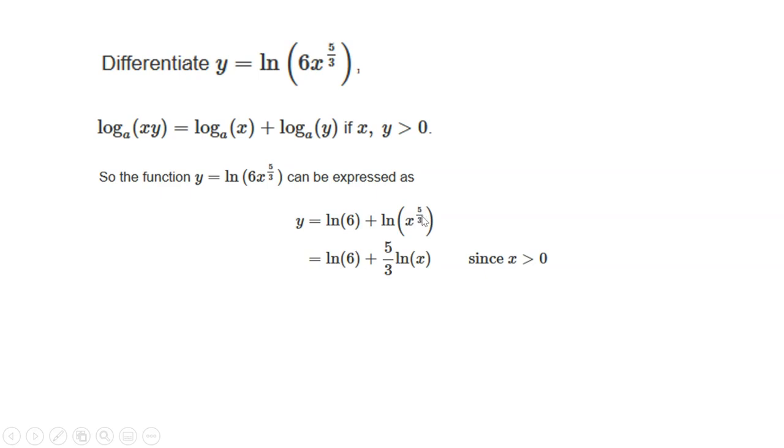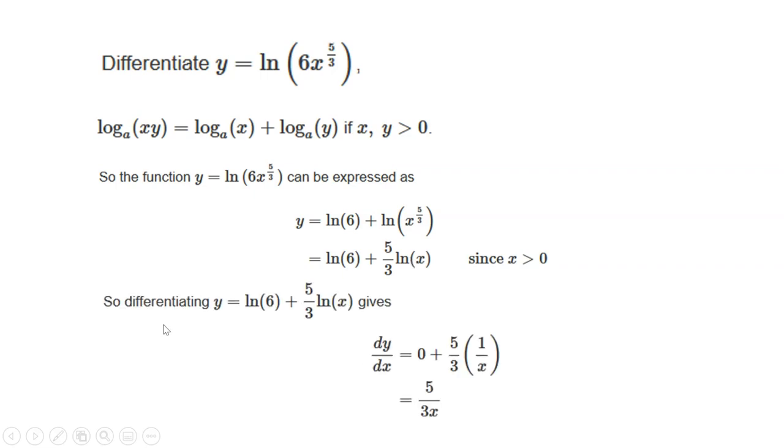And the 5/3 here, yes, I can now take that and put that in the front using that same power law that we just talked about a few minutes ago. So if I did that, then here's my answer. Differentiating this, ln of 6, of course, that's a constant. Remember, it's just a number. Ln of 6 is just a number. And that's going to give me 0 plus 5/3 of 1 over x. Ln of x is 1 over x. So that's just 5 over 3x.